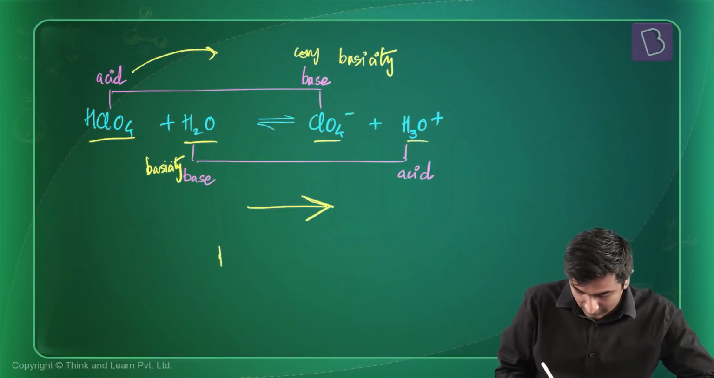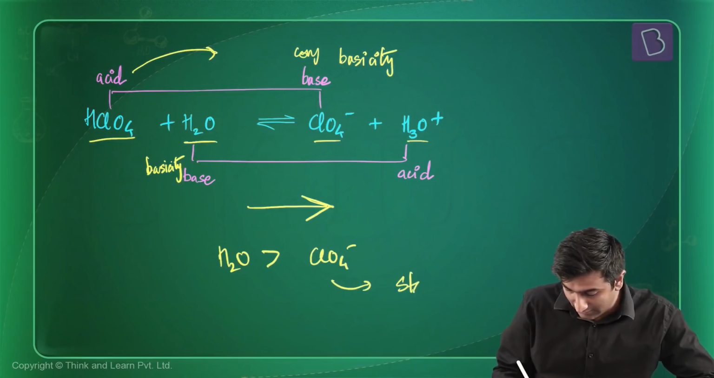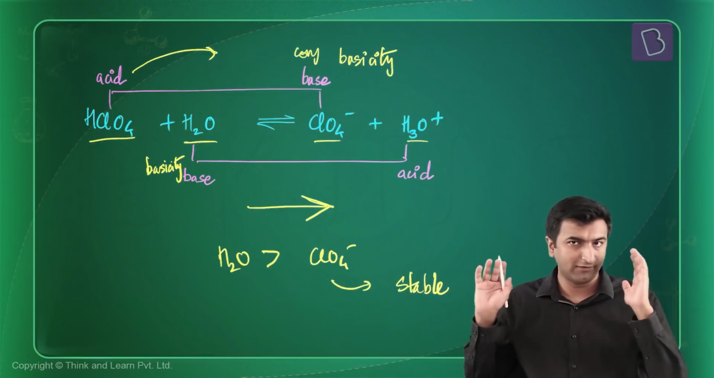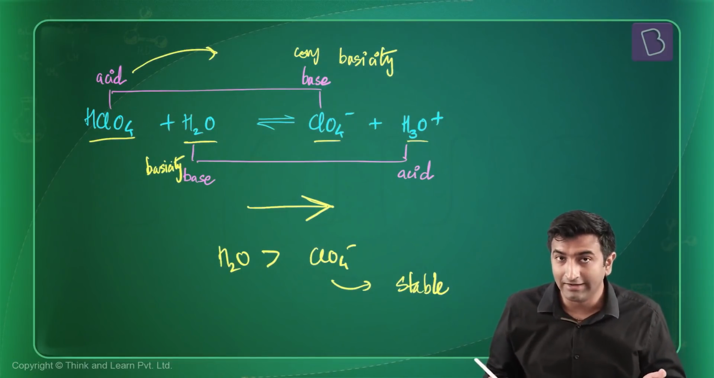Let me write that down. H2O basicity is going to be greater than that of ClO4 minus because this is stable. This compound is really stable. It does not want to accept H plus. I'm good, ClO4 minus is good. It doesn't want to do that. Why? It's resonance stabilized.